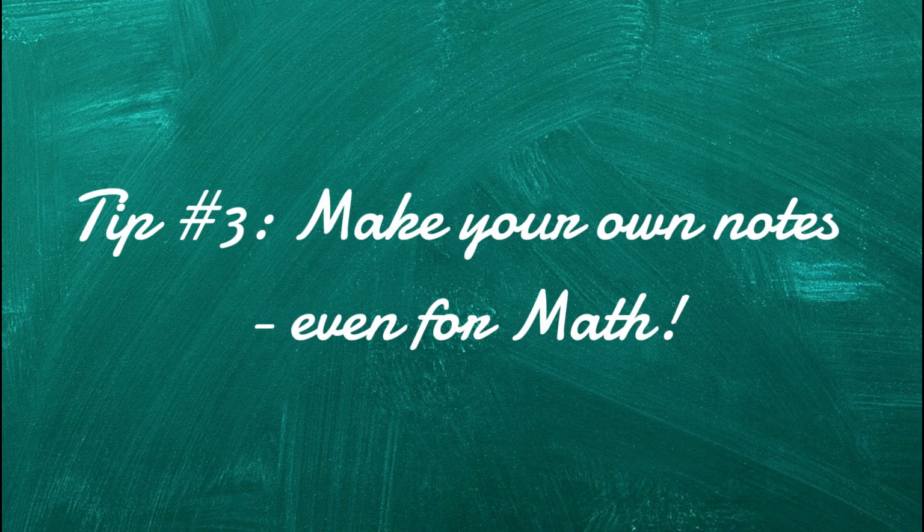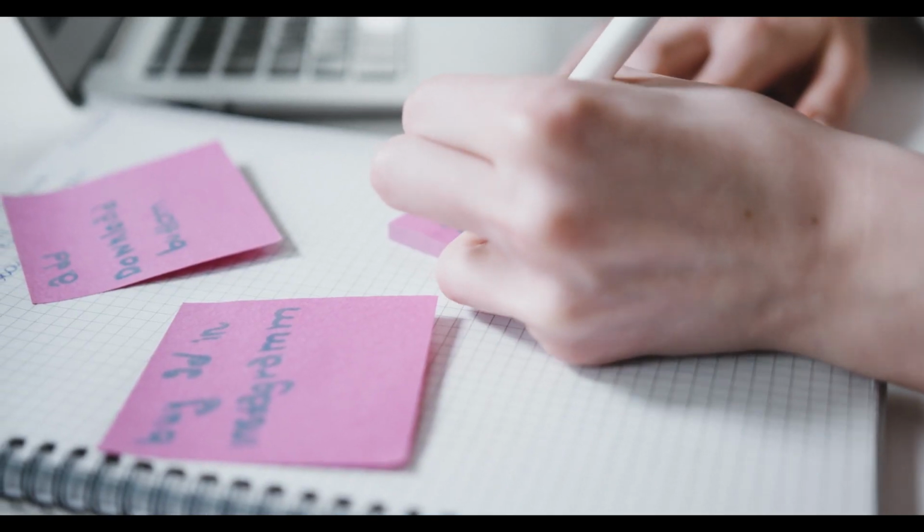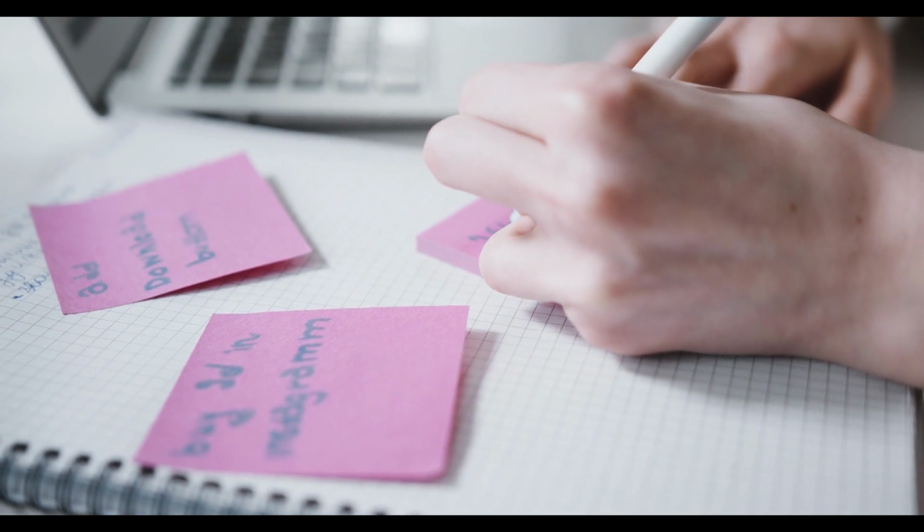Tip number 3. Make your own notes for every subject, including math. Most teachers and parents may disagree with me when I say this, but this is a tip I actually learned myself during my AS levels, which I wish I'd known during my iGCSEs too, because it would have made my life a lot easier. You need to start making your notes from day one itself to prevent cramming.